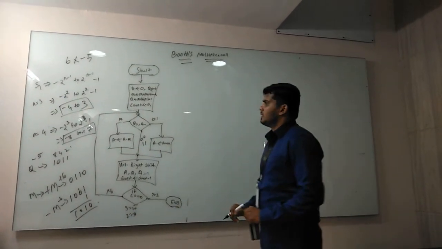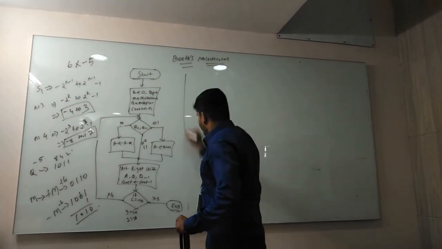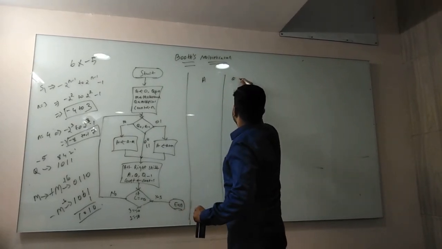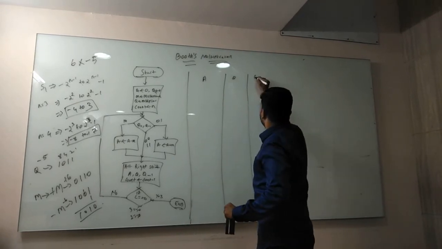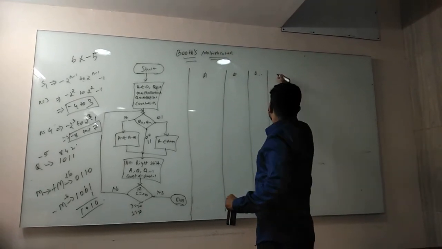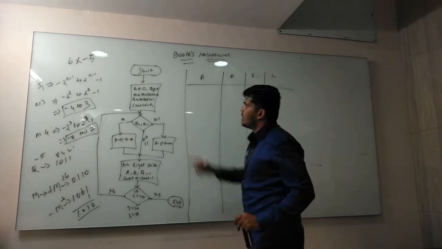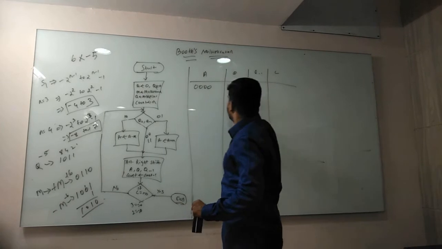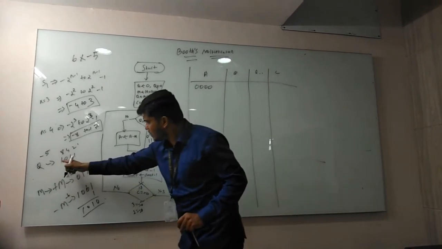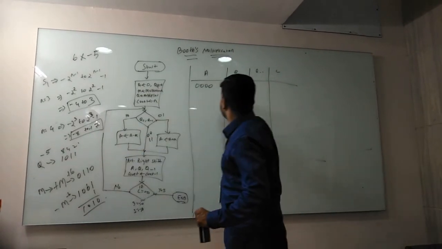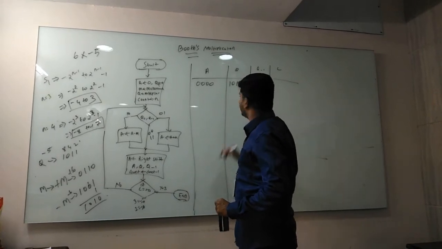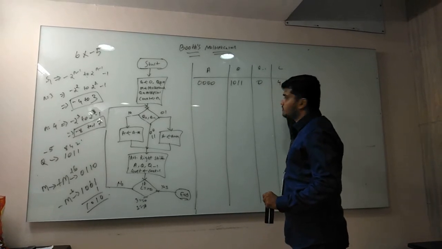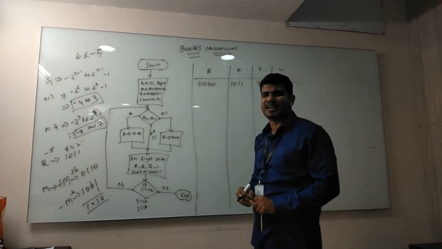Now we'll be calculating A, Q, Q minus 1 and the counter. A is again set as 4 bits: 0, 0, 0, 0. Q, what have we calculated? Q is 1, 0, 1, 1. Q minus 1 is 0. The algorithm says put Q minus 1 as 0 and the counter as 4. Why the counter as 4? Because it depends on the value of n.